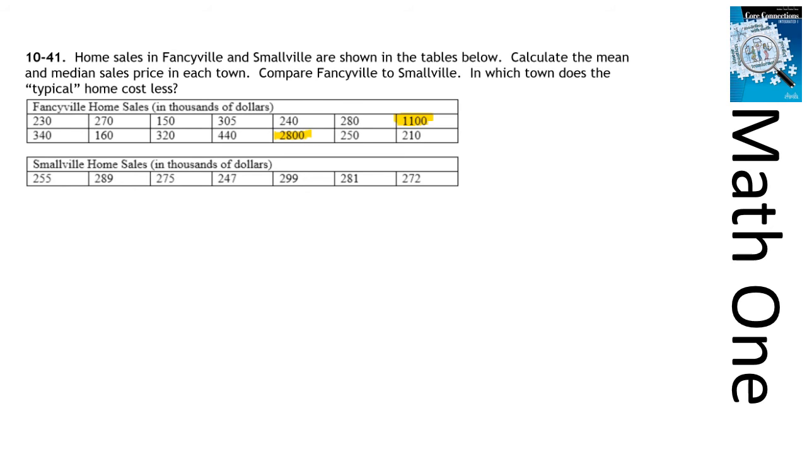So the 2,800 is $2.8 million, and those are some expensive houses, because you have to tack three zeros onto the end. Just be aware that those outliers would be pulling the mean higher in Fancyville than it probably should be, because the median is probably the one that's more towards the center. Go ahead and pause the video and give yourself some time to write your response to 41.